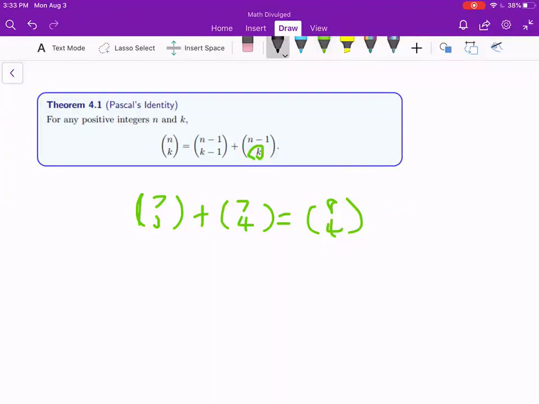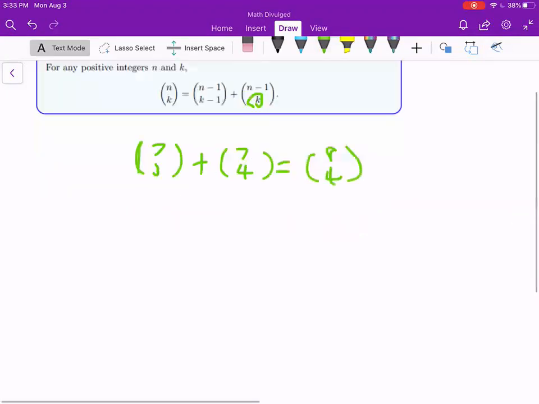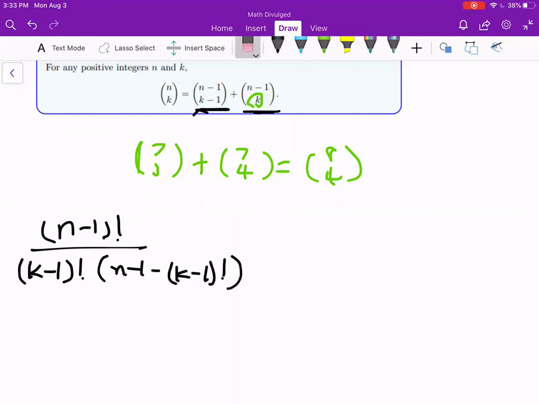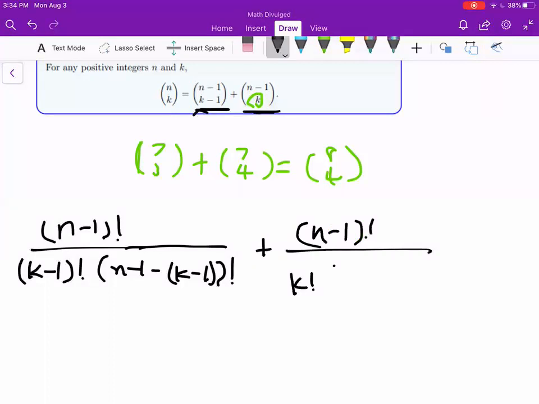So let's go ahead and prove this algebraically first. Let's expand the combinations on the left-hand side, these two. If we expand them, we get n minus 1 factorial divided by k minus 1 factorial multiplied by n minus 1 minus k minus 1, factorial, the factorial is supposed to be outside. That's the first combination. And then the second combination is n minus 1 factorial divided by k factorial times n minus 1 minus k factorial.